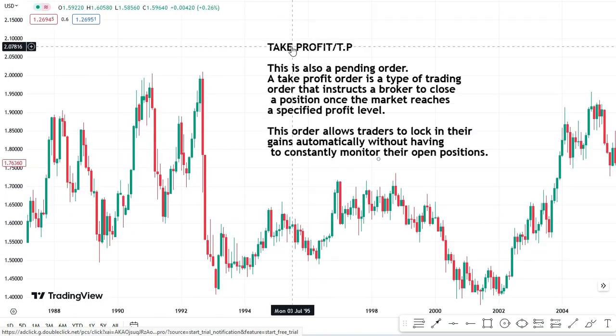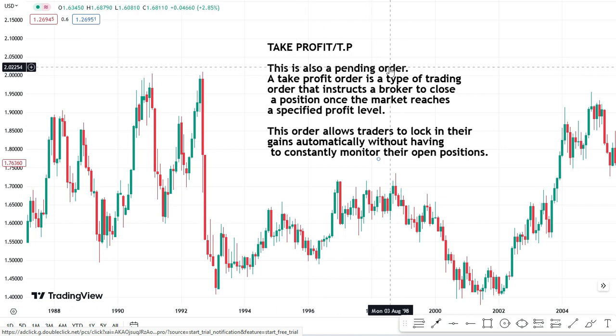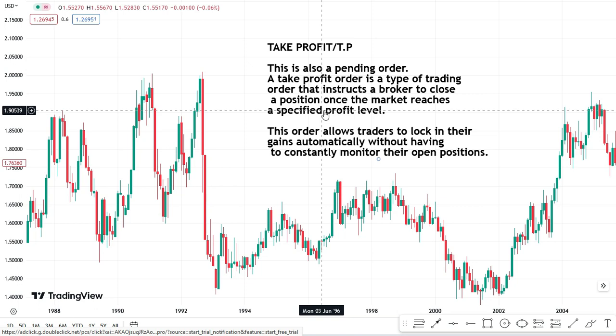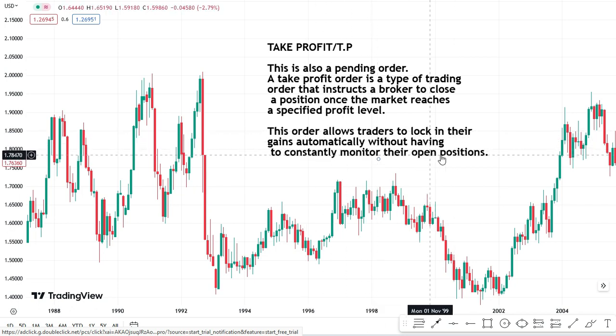Take profit or TP. This is also a pending order. A take profit order is a type of order that instructs a broker to close a position once the market reaches a specified profit level. This order type allows traders to lock in gains automatically without having to constantly monitor their open positions.